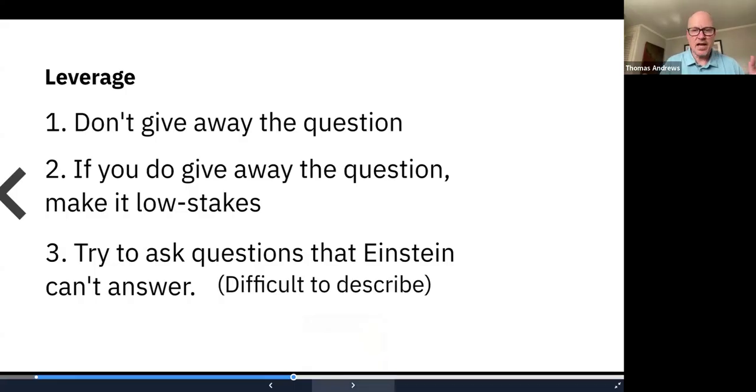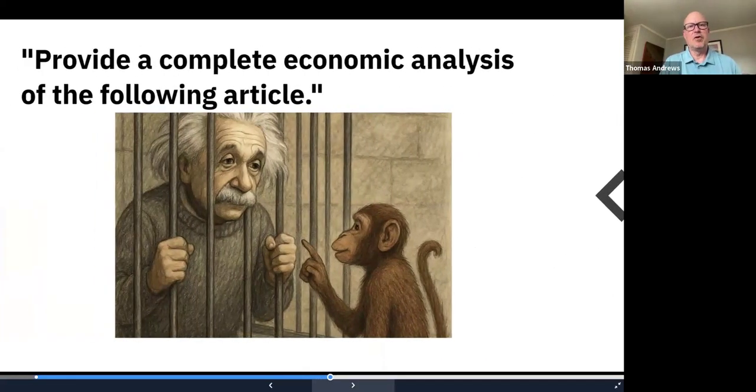Okay, so this is all kind of high level stuff. So I'm just going to bring it down to where I live. So in terms of economics, this is the question I'm going to give them. Provide a complete economic analysis of the following article. So that's my question. That's the only question I use in my class.